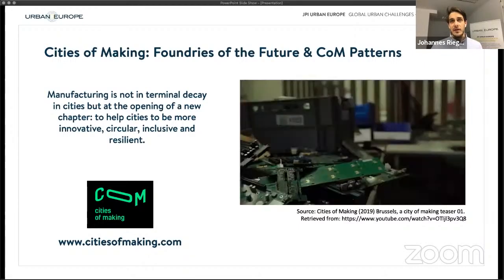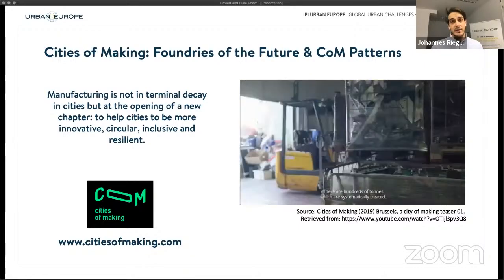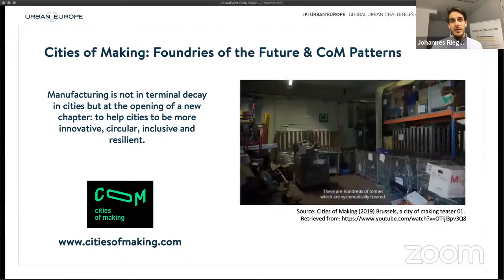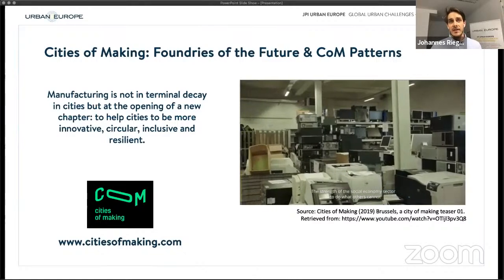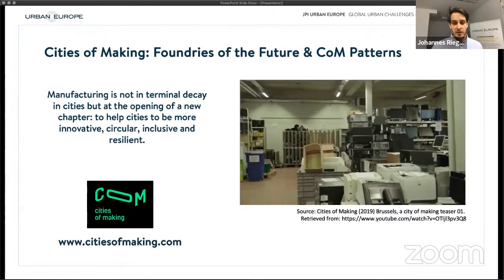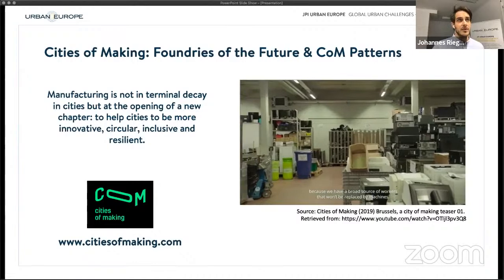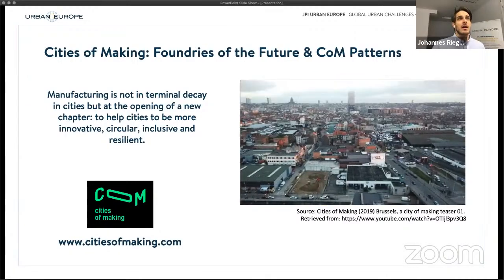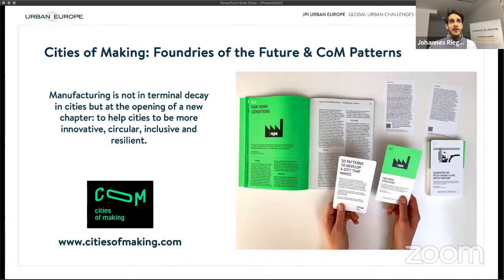You can look it up, it's a very nice documentary which they did over an hour. It explains what it actually means to produce in a city and how can we facilitate this, get the transition going with this approach. This project also developed a book and a serious game, or patterns as they call it, that's called Foundries of the Future.